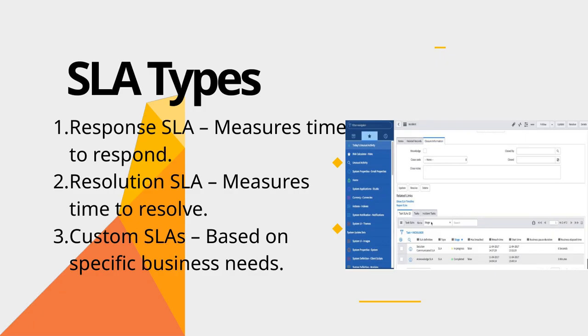Finally, there are custom SLAs, which are tailored to meet specific business needs. These allow us to set more precise expectations based on the unique requirements of different departments or client agreements. Connecting this to our overall theme, understanding these SLA types helps us manage expectations better, improve service delivery, and align our efforts with customer satisfaction. Each type plays a crucial role in maintaining a high standard of support and efficiency across the organization.